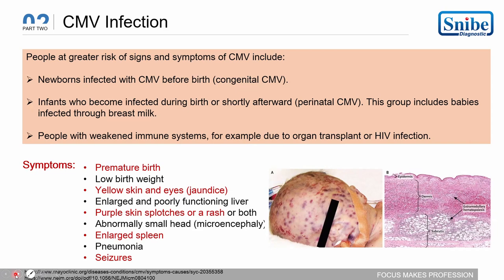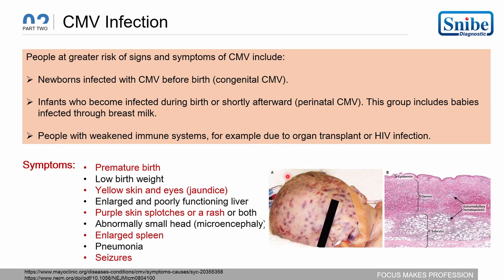and symptoms with CMV include the newborn infected with the CMV virus before birth, that's congenital cytomegalovirus, and the infant who has become infected during birth or shortly afterward, the perinatal cytomegalovirus. This includes babies infected through breast milk.